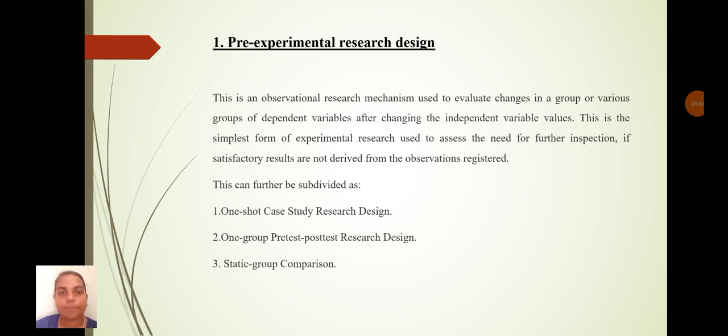Pre-experimental research design. Pre-experimental research is an observational research mechanism, and it is used to evaluate the changes in a group or various groups of dependent variables after changing the independent variable value. It is one of the simplest forms of experimental research, used to assess the need for further inspection if satisfactory results are not derived from the observation registers. These are further divided into one-shot case study research design, one group pre-test post-test research design, and static group comparison.